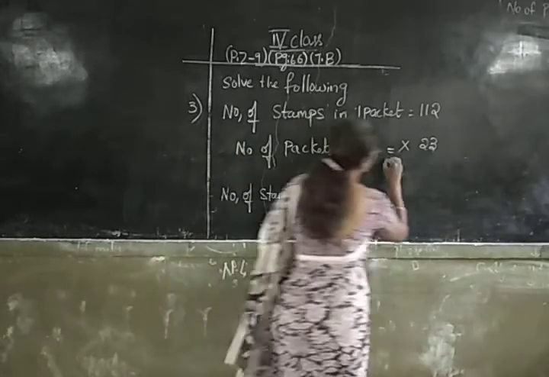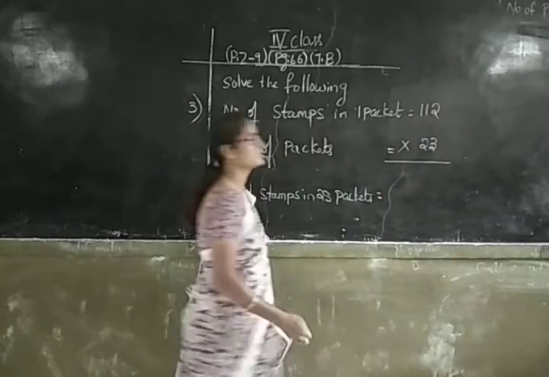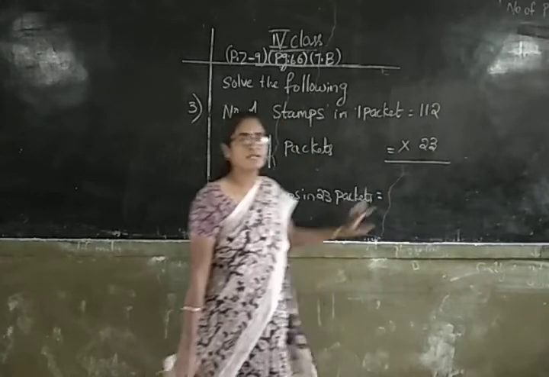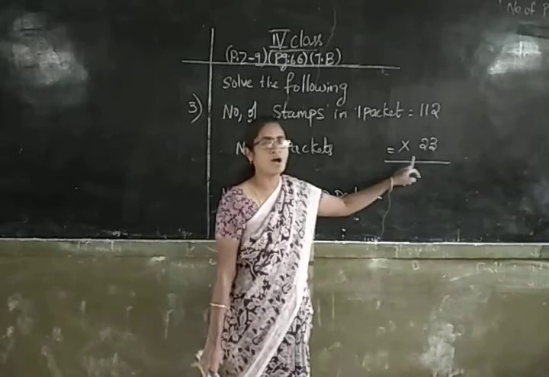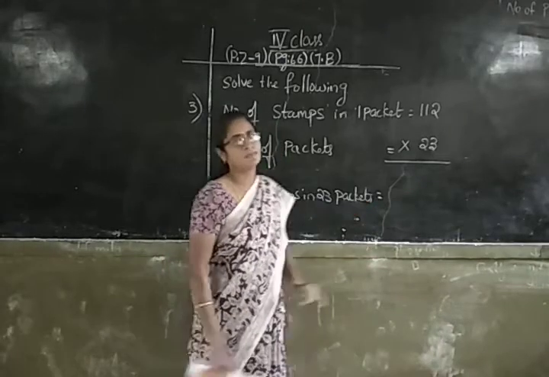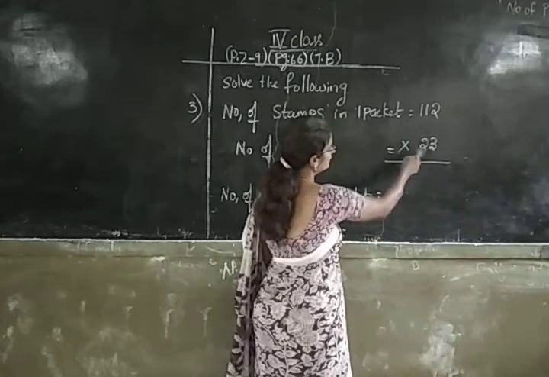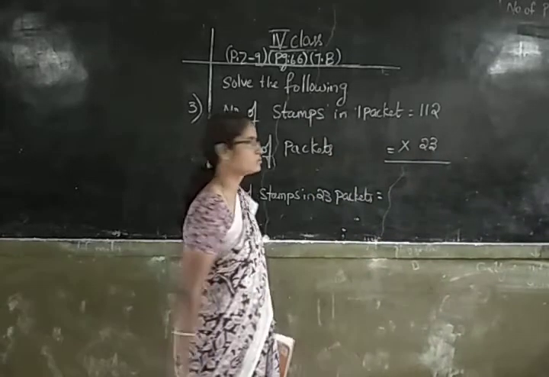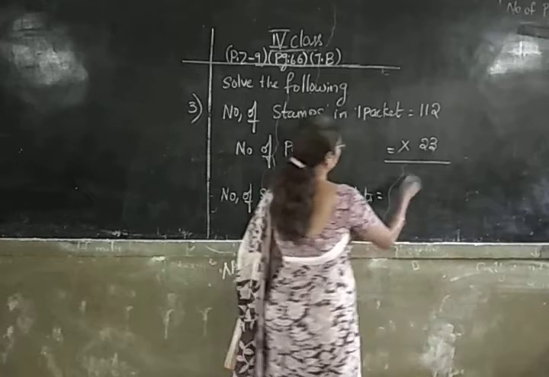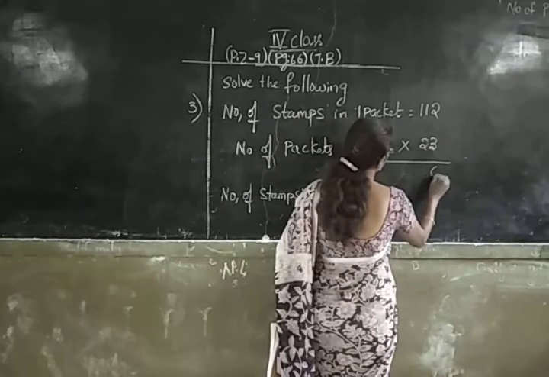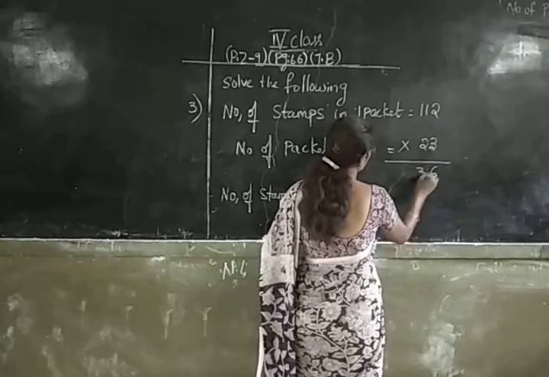In one packet there are 112 stamps. Now we have to find out how many stamps are there in 23 packets. For that we have to use the operation multiplication here. First we have to multiply the whole number with 3. Then we have to multiply the whole number with 2. And then we have to add the products. So let us first multiply with 3. 3 twos are 6.